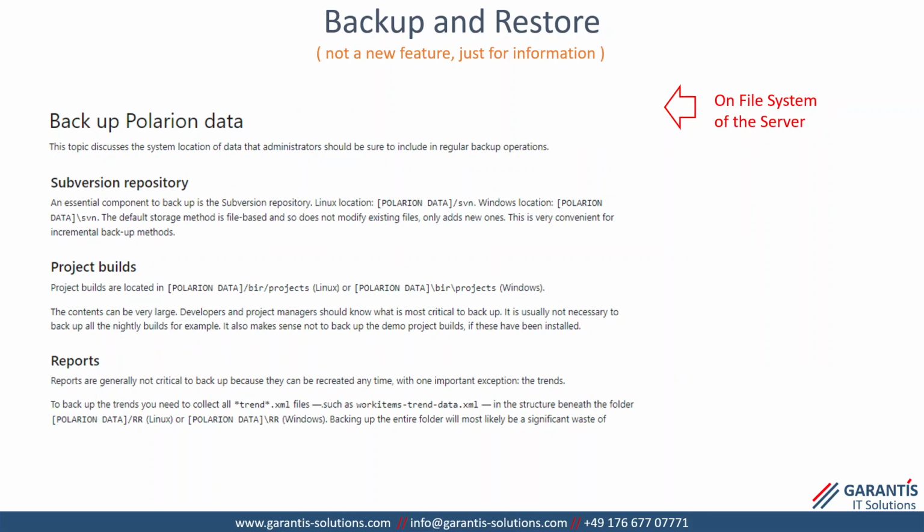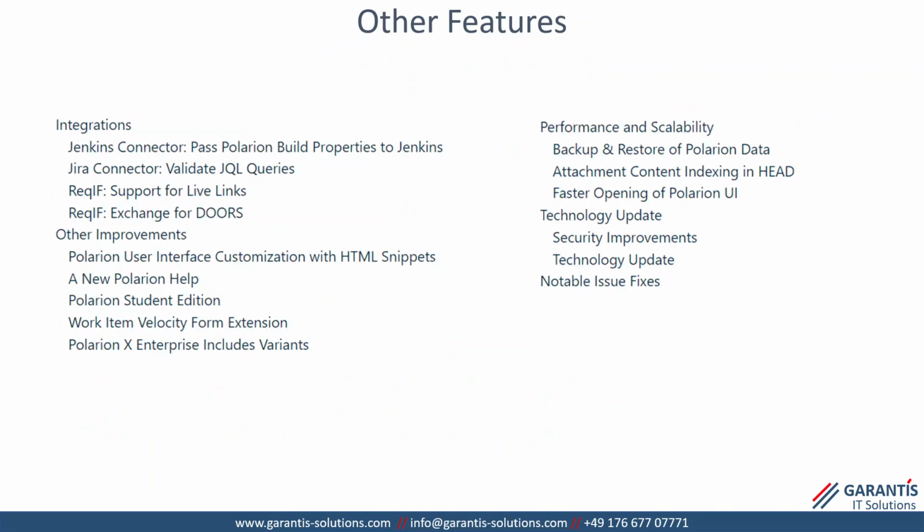And just for information, this is not a new feature, it's just an informative page. If you want to back up Polarion, the first and main place to back up is the Subversion repository. There are some other items such as project builds and reports, but some of them can be reconstructed. The Subversion repository is the main place where the data is stored. So please back it up on a regular basis.